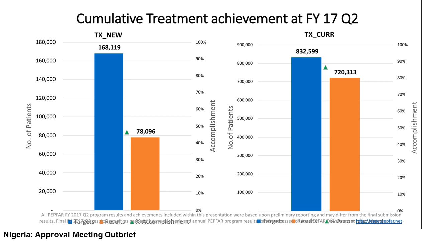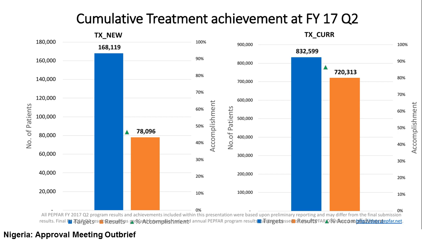So you can see on the left-hand side, for the TX new, they're doing fairly well. They're at about 46% of their target. That's what the green triangle there in between the 2 bars represents. And that's important. So they're doing pretty well on that particular indicator.